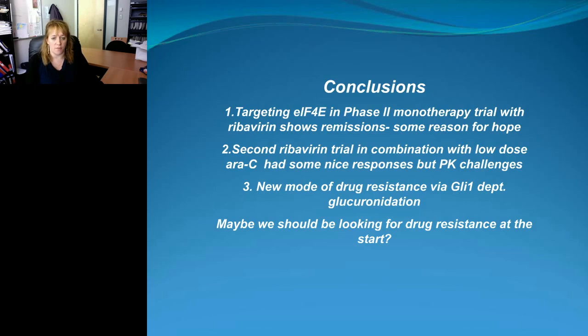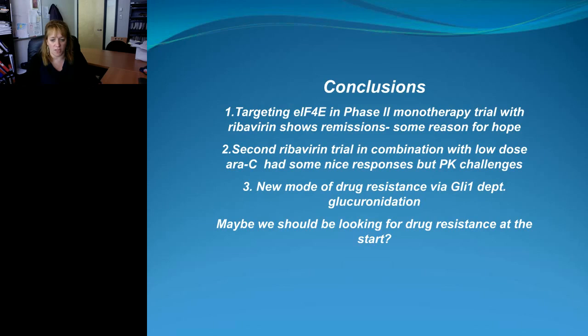I've also shown you data from a second ribavirin trial, which is just finishing up, showing that we have nice responses with low-dose Ara-C and ribavirin. I've shown you a new mode of drug resistance via GLI1-dependent glucuronidation, and this is certainly going to be an area that we would like very much to follow up clinically, with the hope that one day we could combine GLI1 inhibitors with glucuronidation to potentially inhibit glucuronidation in patients.